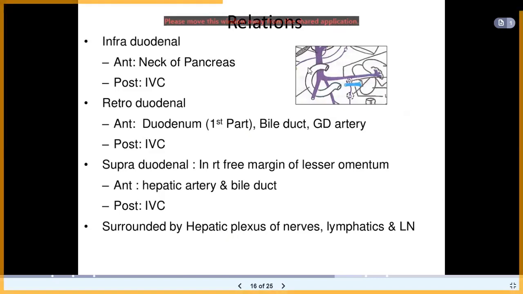Above first part of duodenum is the supraduodenal part, which is seen in the right free margin of the lesser omentum, where we have this epiploic foramen. So anteriorly, it is related to hepatic artery and bile duct, and posteriorly, it is related to inferior vena cava. So it is surrounded by hepatic plexus of nerves, lymphatics, and lymph nodes.